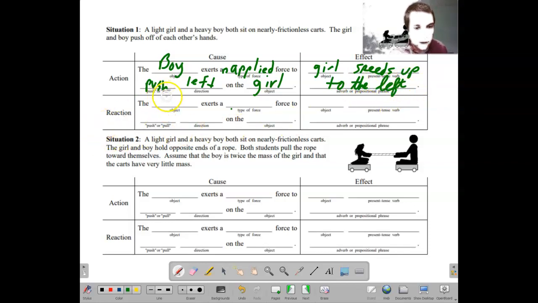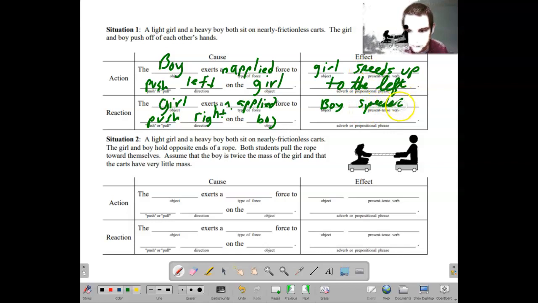Reaction. The girl exerts an applied force. Remember, it has to be the same type of force, right? Applied force to push. It's got to be the same type. If it was a pull, then it would be a pull. Right, equal magnitude, opposite direction on the boy. So the boy will, the effect is, speed up to the right.